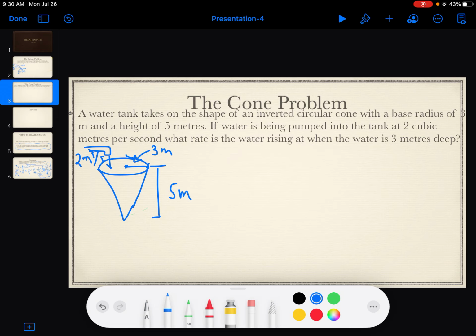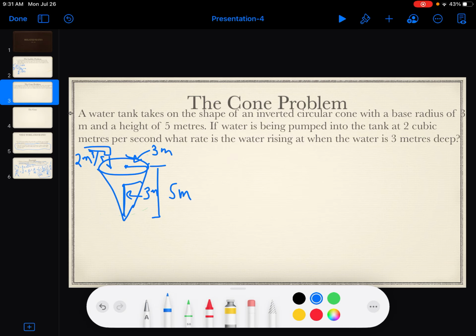Now the question is, how fast is the water rising when the water is 3 meters deep in the tank? So somewhere here in the height, the water is 3 meters deep. We got 3 meters. What we want to know is how fast is the height changing? How fast is the water rising when the water in the tank itself is 3 meters deep?